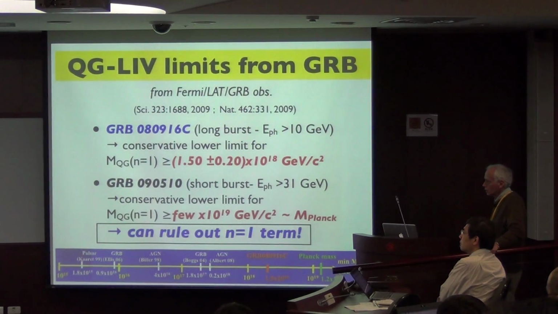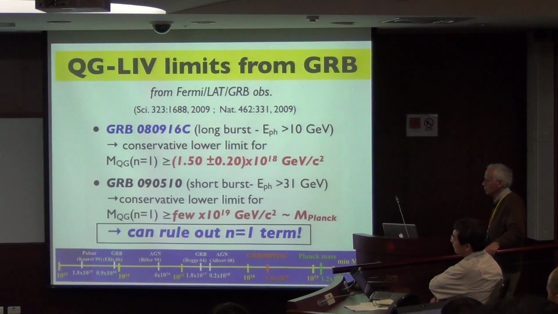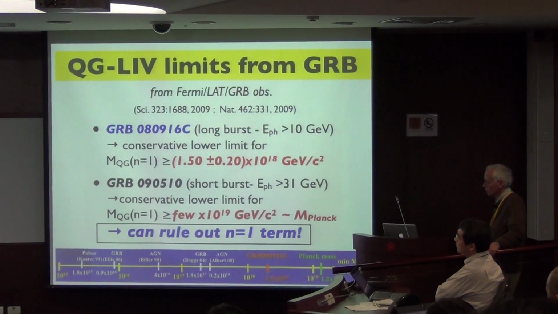Then a little bit later, a year later, or 6 or 7 months later, a short burst got an even stronger limit: for the n equals 1 term, the quantum gravity energy scale has to be greater than a few times 10 to the 19th. That means that one can rule out the n equals 1 term because it exceeded the Planck scale. The Planck scale is 1 point something times 10 to the 19th, and it was several times 10 to the 19th.